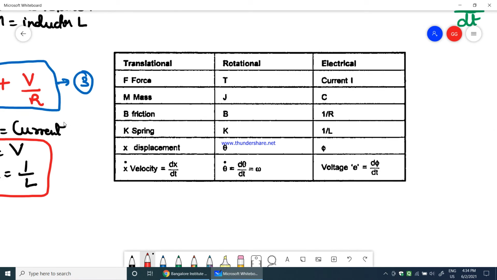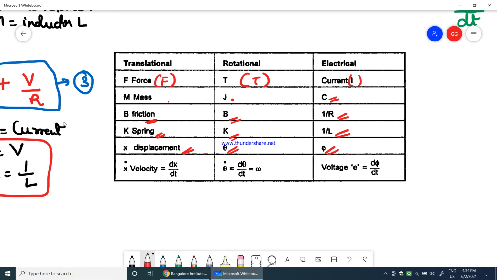So I do have a translational force F and torque T will be equal to current I. Then mass M, rotational J will be equal to the capacitor C. Friction B and torsional friction B will be equal to the reciprocal of the resistance. Spring coefficient K, torsional spring coefficient K in rotational will be equal to the reciprocal of inductor. Displacement X and rotational theta will be equal to the flux.